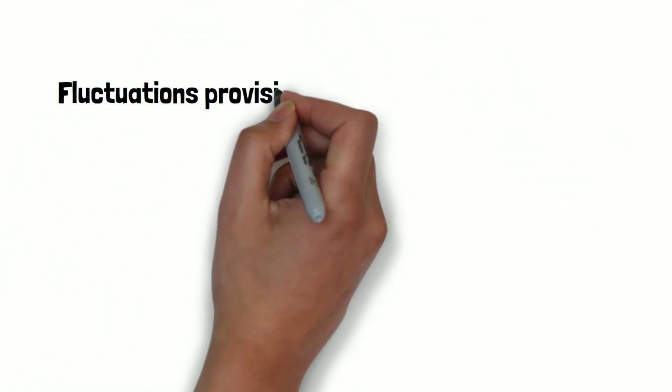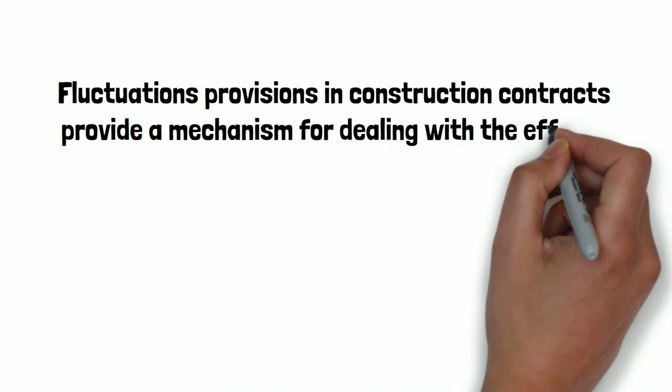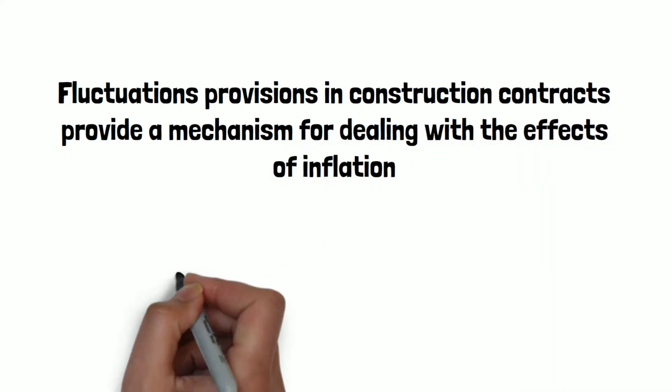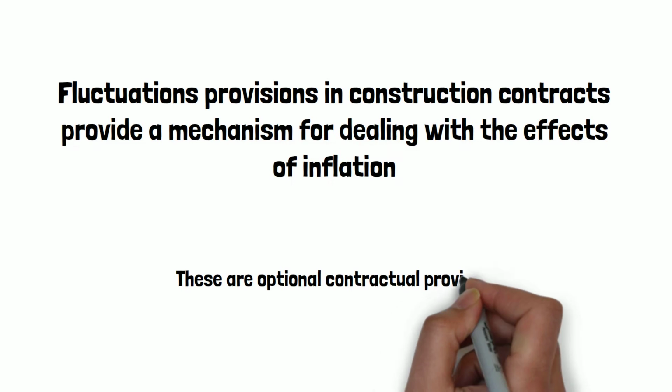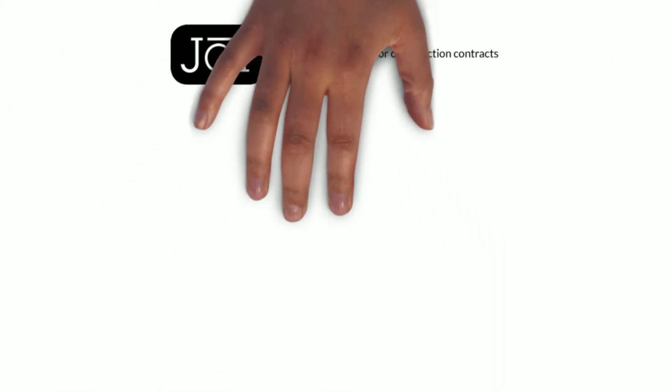It's probably a good time to define what fluctuation provisions are. Simply put, fluctuation provisions in construction contracts provide a mechanism for dealing with the effects of inflation. These are optional contractual provisions. The keyword here is optional. According to JCT Corporate, they fall under these three main options.